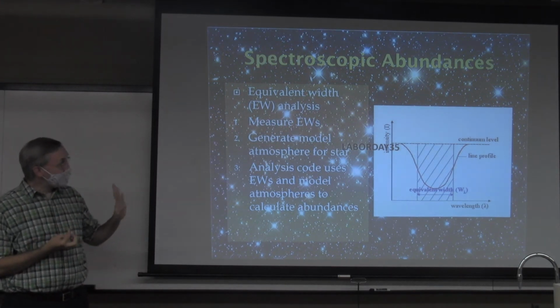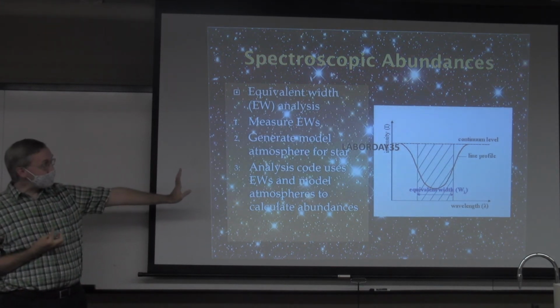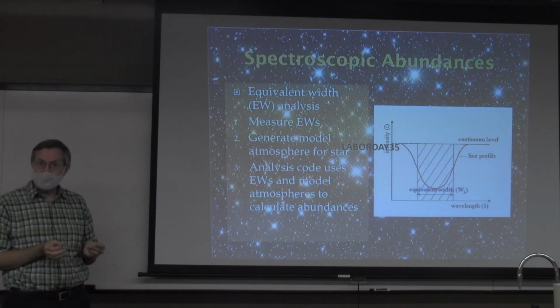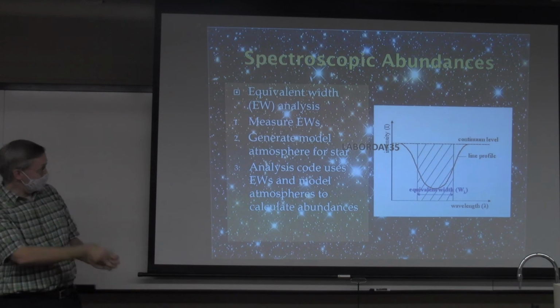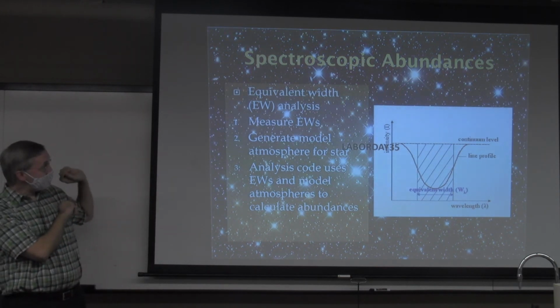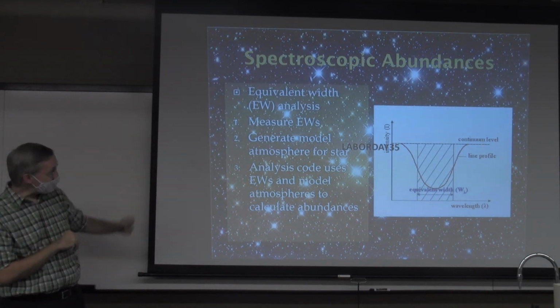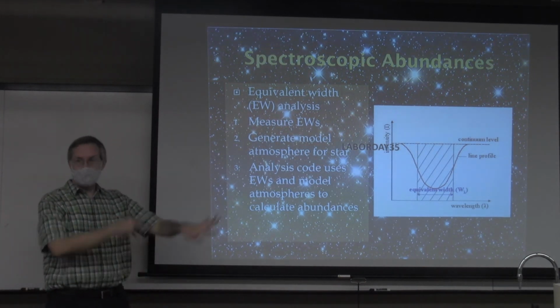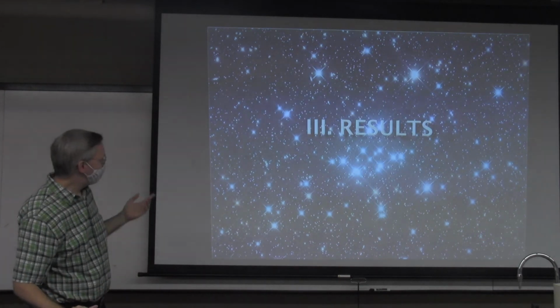Some anomalous thing. What we're doing is an equivalent width analysis. Basically, we measure the width or the strength of the absorption lines in the spectrum, and we run it through an analysis code that takes that and a model for the atmosphere of the star, and you turn the magic crank and out pop some numbers.